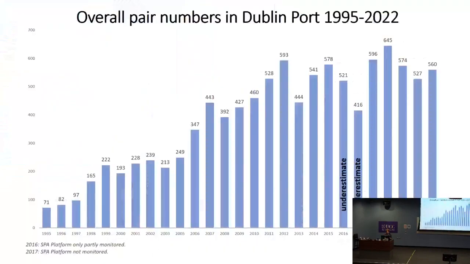Okay, so pair numbers have increased quite significantly over the 27 years of monitoring, rising from 71 pairs in 1995 to a peak of 645 pairs in 2019. Just two quick caveats about the data. In 2016 and 2017, the number of pairs that are recorded here are underestimated, and this was just due to access issues to one of the platforms.